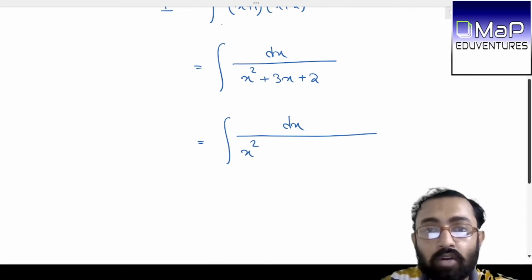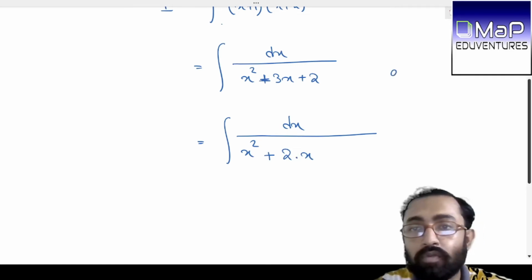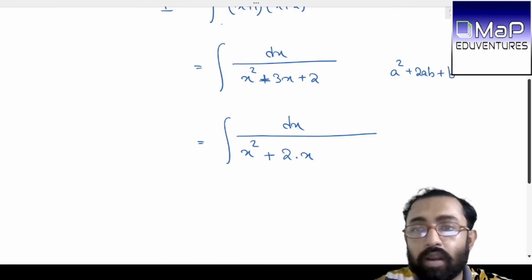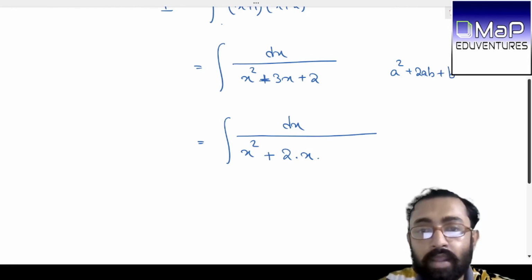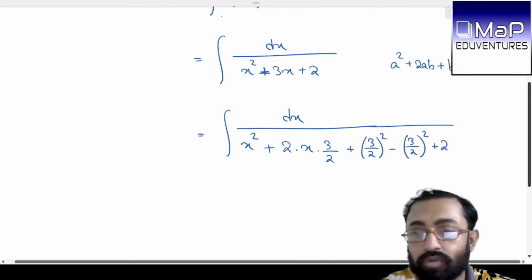Now observe that we have a plus sign before x, so we need to write plus 2 times of x, because we want to make a square plus twice ab plus b square. Okay, but what will b be here? It has to be 3 by 2. Plus 3 by 2 whole square, again subtract that 3 by 2 square, and add the original 2 that was there.